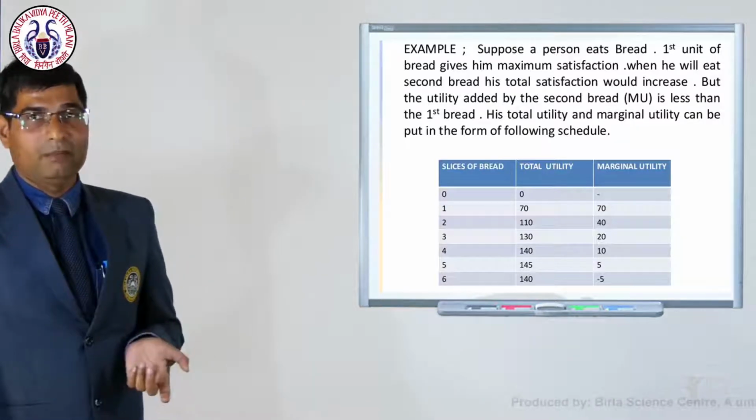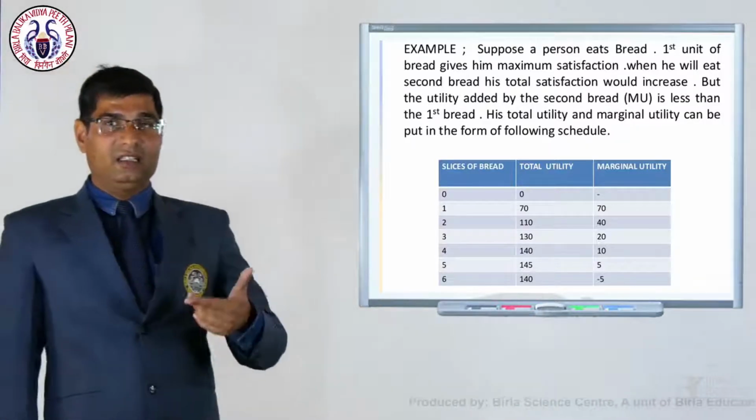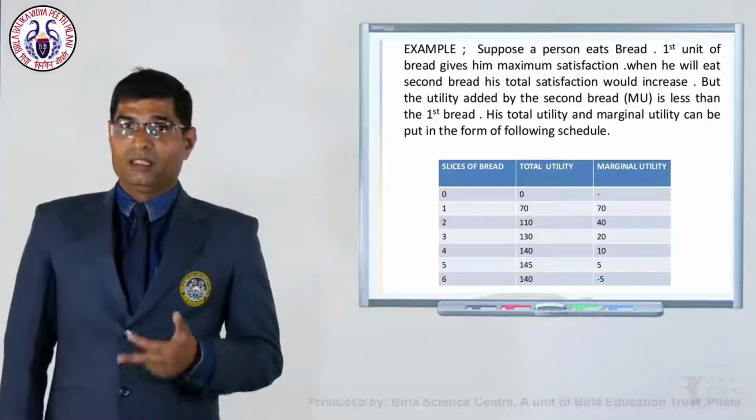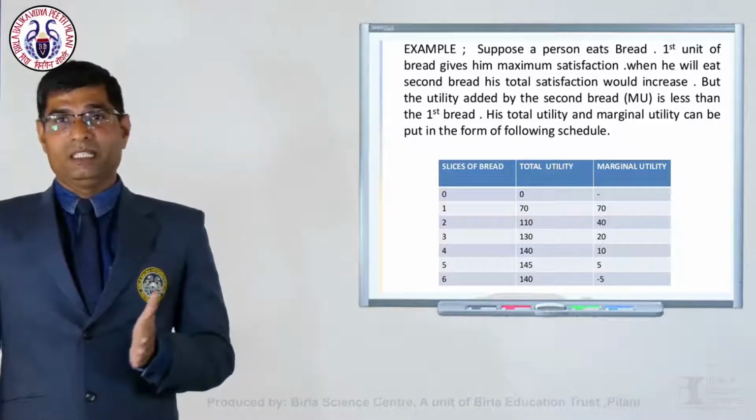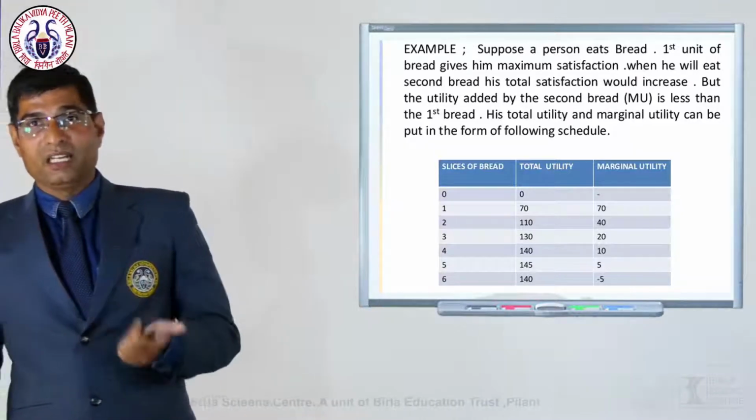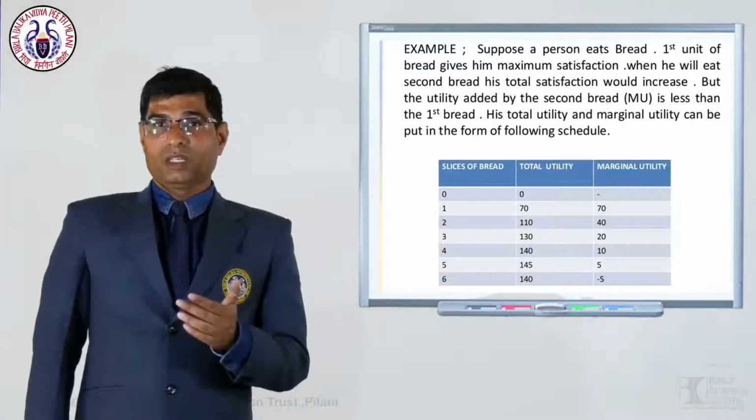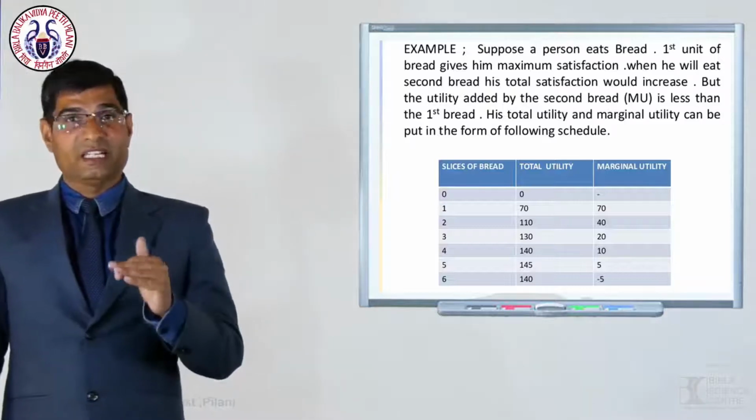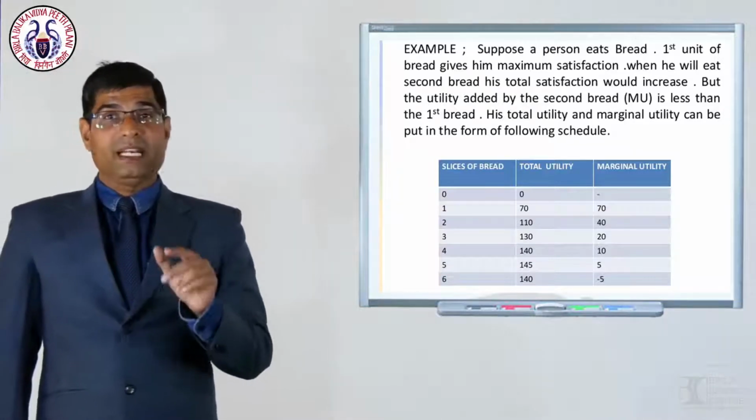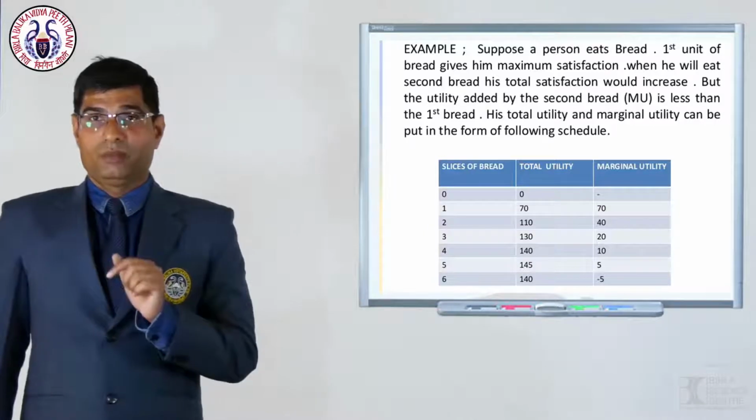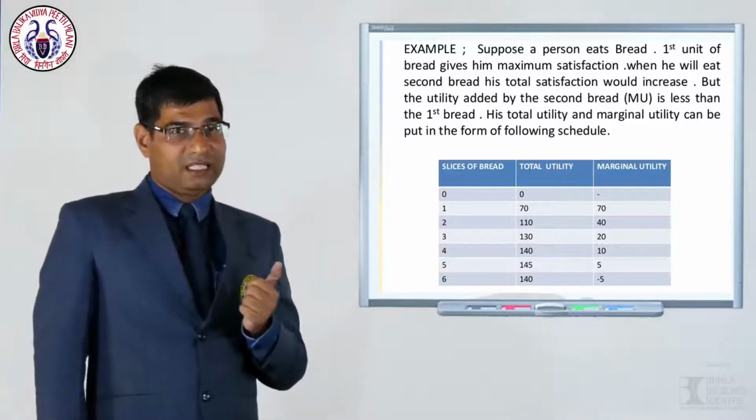When you eat the second bread, the satisfaction is lesser than the first bread, because some of the hunger has been satisfied. When you eat the third bread, the satisfaction is lesser than the second bread. So in this way, the additional satisfaction from each bread continuously decreases, that you must have observed, and on the basis of that we have taken this example.